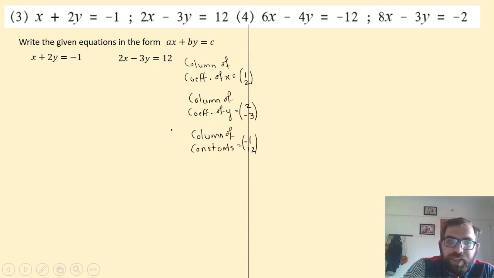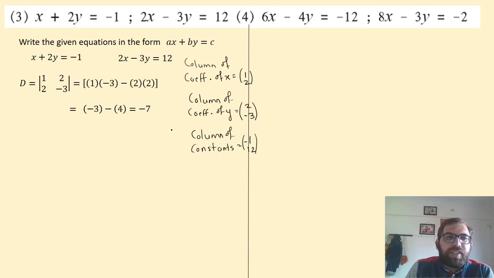So our next step is to get d, that is the determinant of the coefficients of x and y. So you get the determinant of, first, the column of x, that is 1, 2. Second is the column of y, that is 2 and minus 3. So you get 1 into minus 3 minus 2 into 2. So that is going to be minus 3 minus 4, which is equal to minus 7.